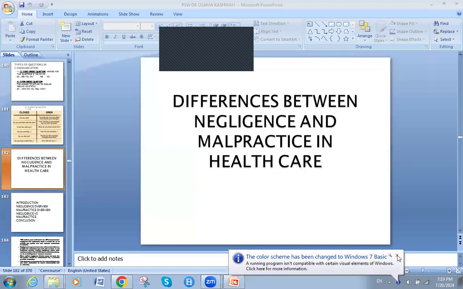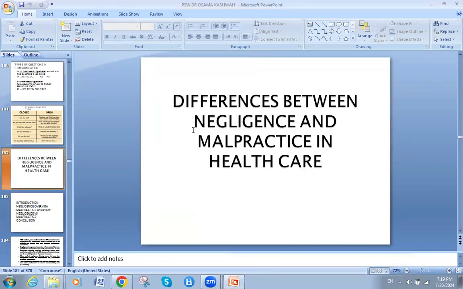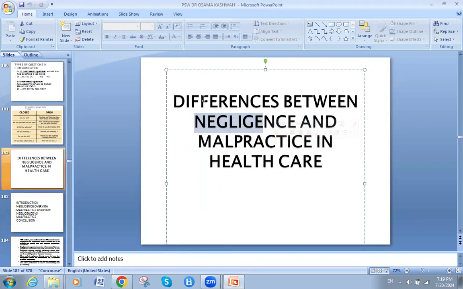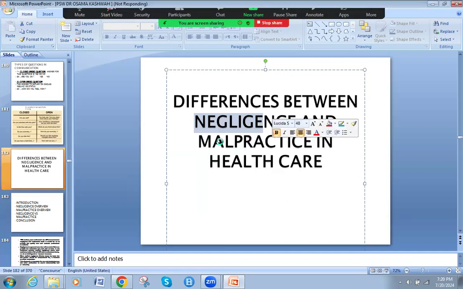So here we will talk about something very important for our work as PSW: to know the differences between negligence and malpractice. What's the difference between negligence and malpractice in the healthcare services? This is also a very important part because it shows how far we are aware of the differences between the two.